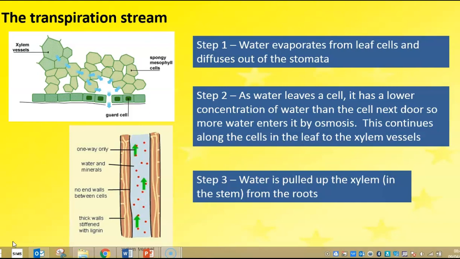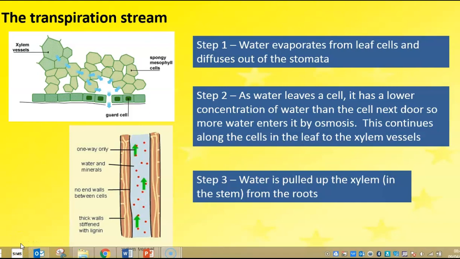Because of osmosis, which is the movement of water from a high to a low water concentration, water will then move from the cell next door into that cell that's lost the water. Then the cell it just moved from now has less water, so water will move into that one from the cell next door, and that happens all the way along the leaf until we get to the middle part of the plant, the stem, which contains these vessels called xylem vessels.